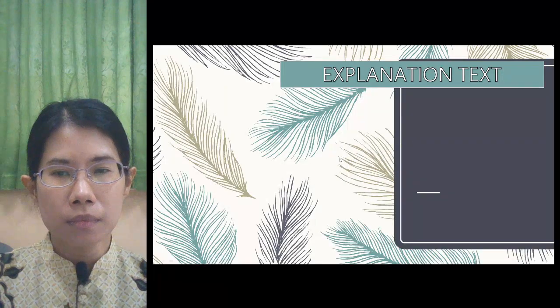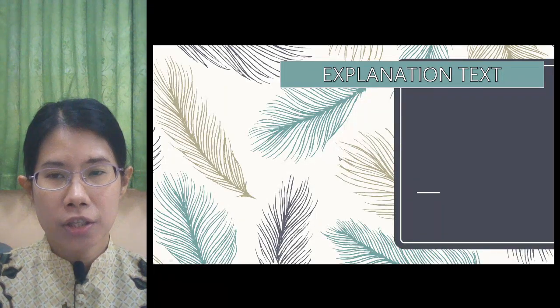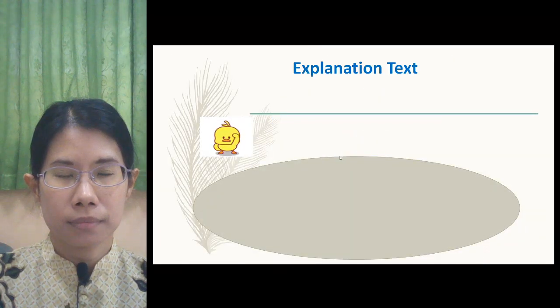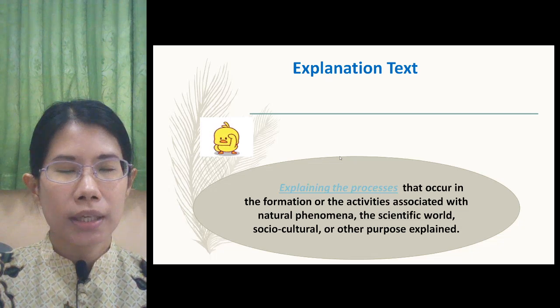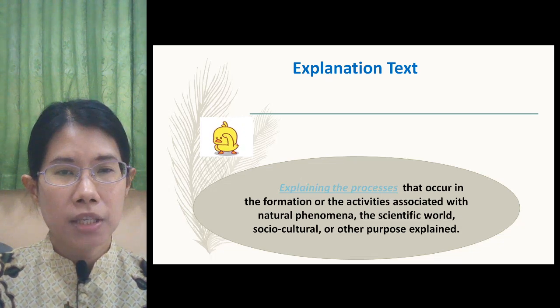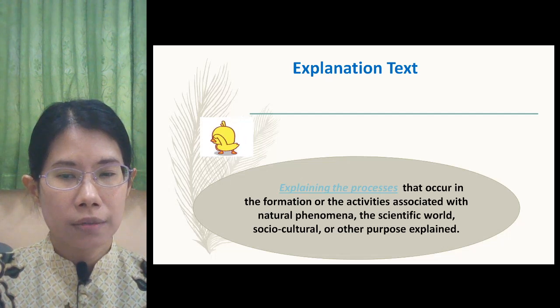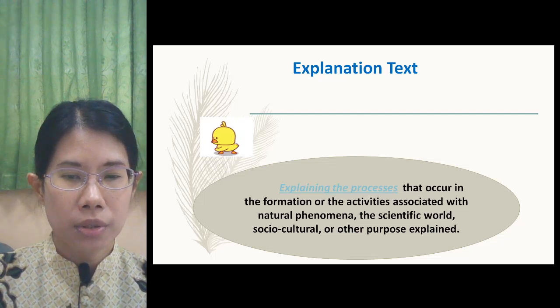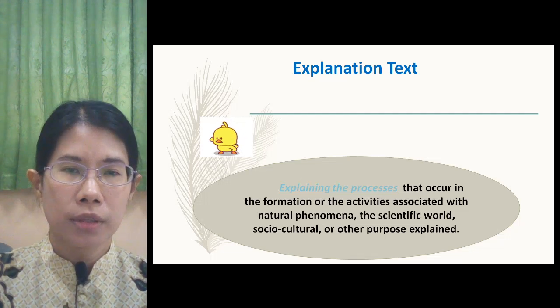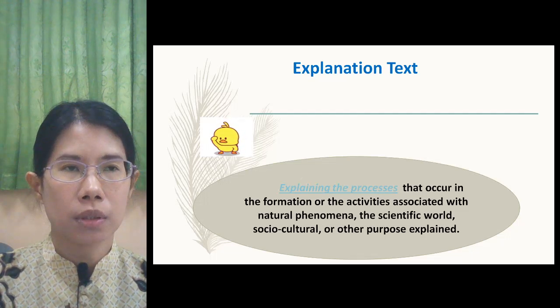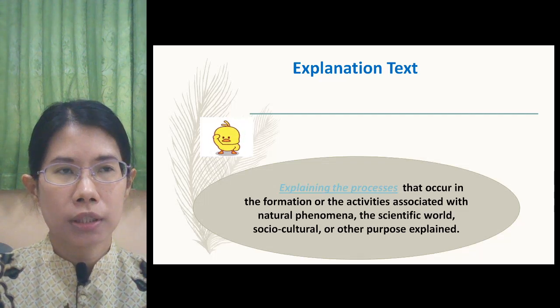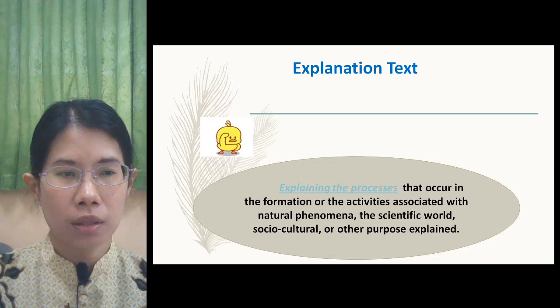Okay, here we go. Today we're going to learn about explanation text. What is explanation text? Explanation text is the kind of text that explains the processes that occur in the formation or activities associated with natural phenomena, the scientific world, sociocultural, or other purposes. So now, explanation text might talk about people's habits or new habits that they instill, or new phenomena.